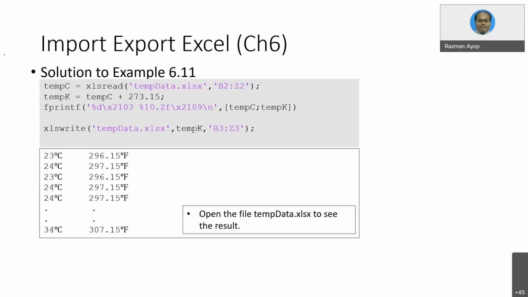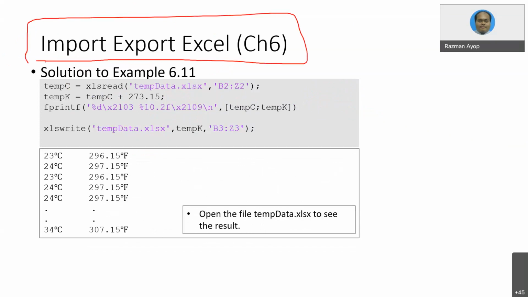Okay, next is how to import and export Excel. So this question will come out a lot. So make sure you know how to import and export Excel. Of course, to import you have to use XLS read, and to export you have to use XLS write. The first location is you have to put the file name, and don't forget the extension here, .xls.